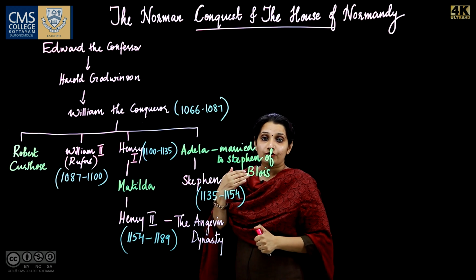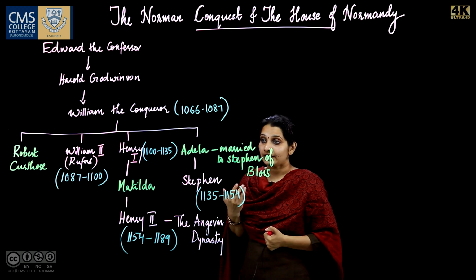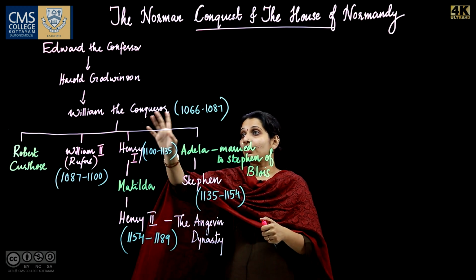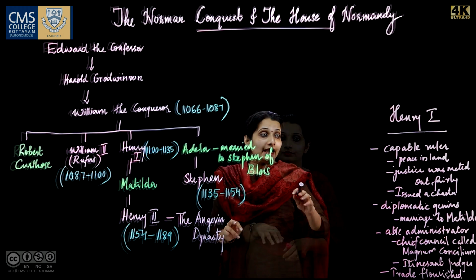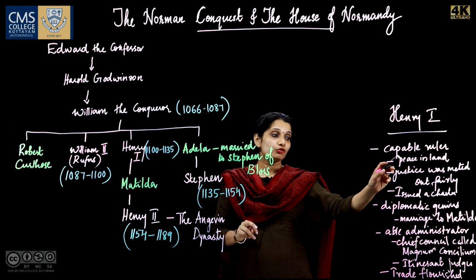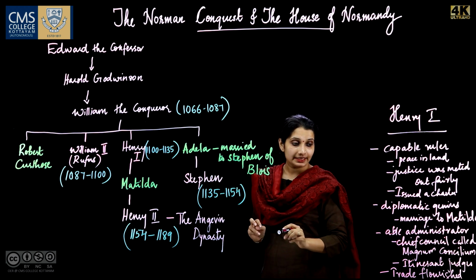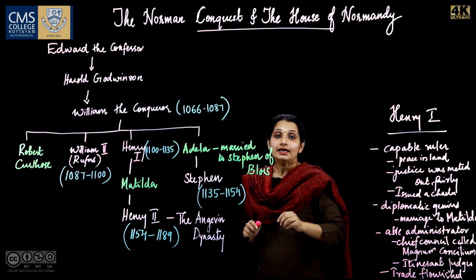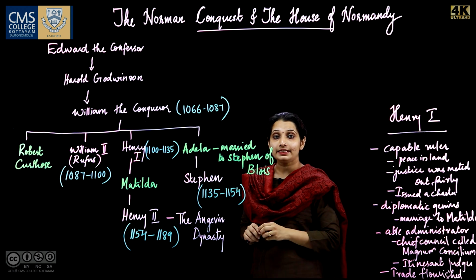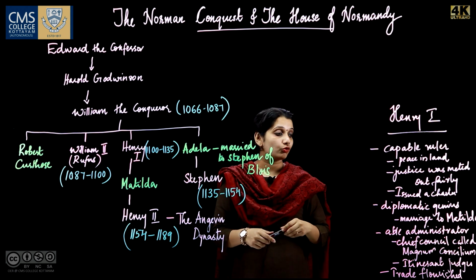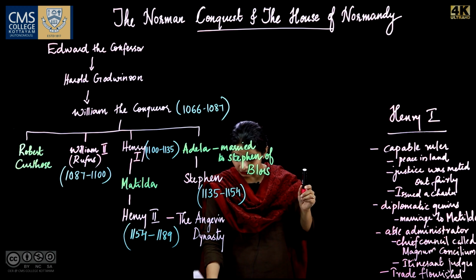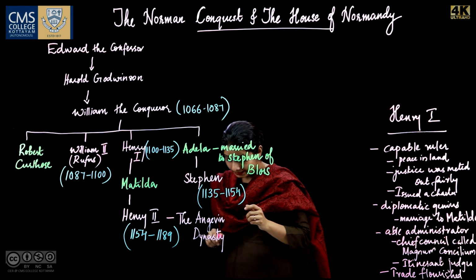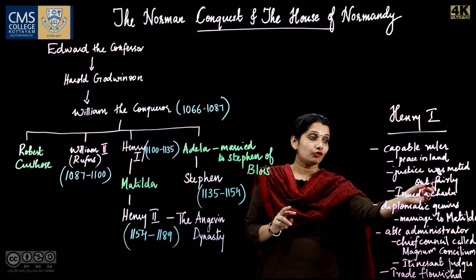The period of Henry was a glorious one for England. Henry was a very capable ruler like his father William I. Henry I was a capable ruler, a diplomatic genius, an able administrator, and a successful statesman. The first thing that he did once he ascended the throne of England was to issue a charter in which he promised to keep peace in the land and to redress the grievances of the people.